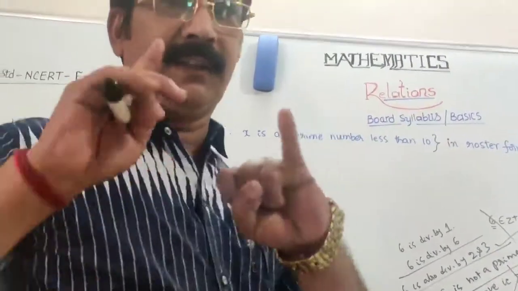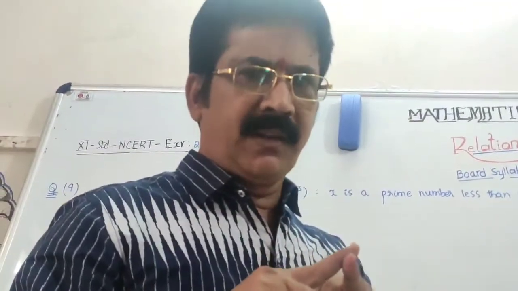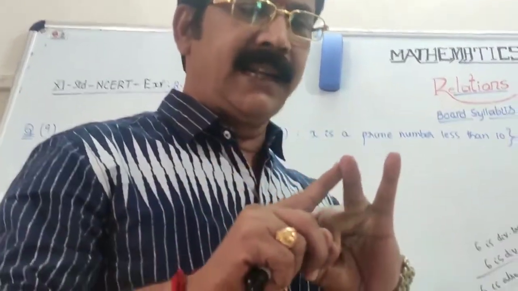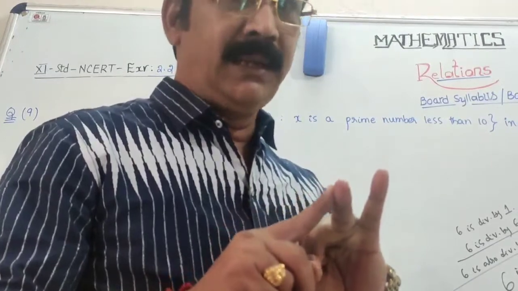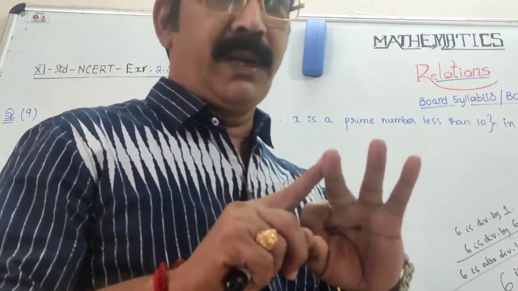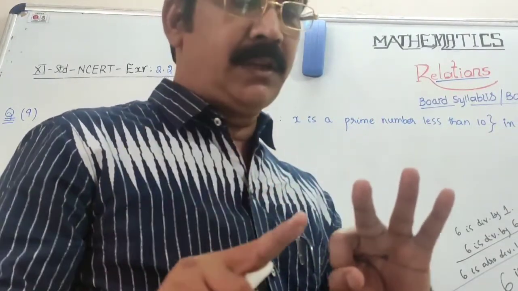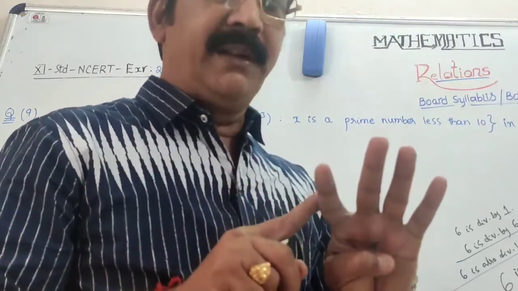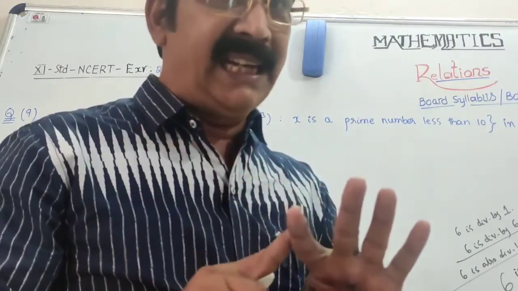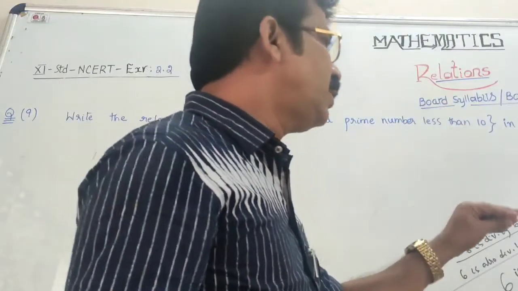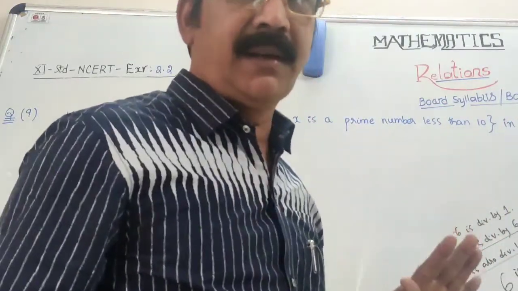Once again, first condition, P should belong to Z plus. Second condition, P should be greater than 1. Third condition, P should be divisible by 1. Next, fourth condition, P should be divisible by itself only. Then only P is said to be a prime number.